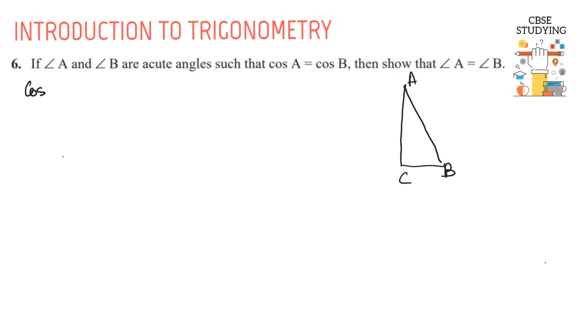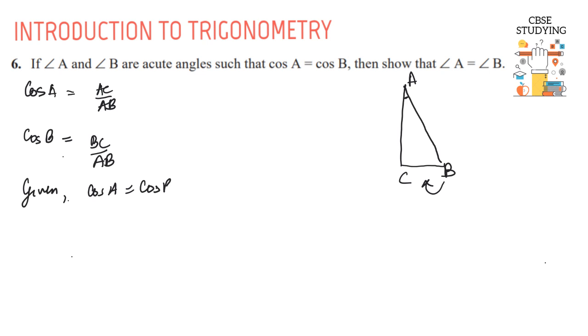Now cos A is equal to adjacent by hypotenuse, that is equal to AC by AB. And cos B is equal to again adjacent by hypotenuse, that is equal to BC by AB. Now what is given to us? Cos A is equal to cos B. That means AC by AB is equal to BC by AB. Right? So AB and AB, both the sides get cancelled. That means AC is equal to BC.